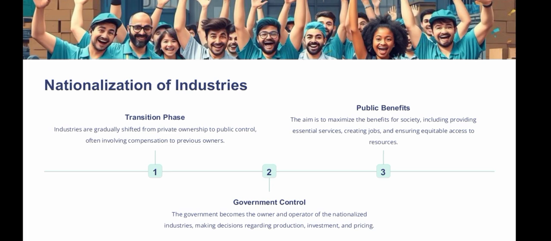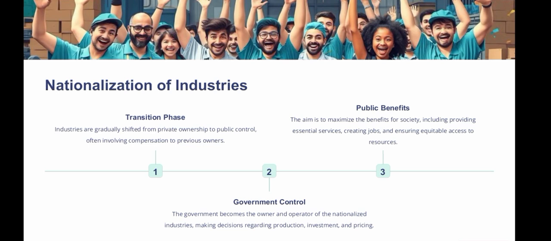Yes, there are lots of industries, and they are private also. Mostly private industries are there, controlling the public, often involving compensation to previous owners. Then second one is government control. In some industries the government is also involved. The government becomes the owner and operator of the nationalized industries, making decisions regarding production, investment and pricing.